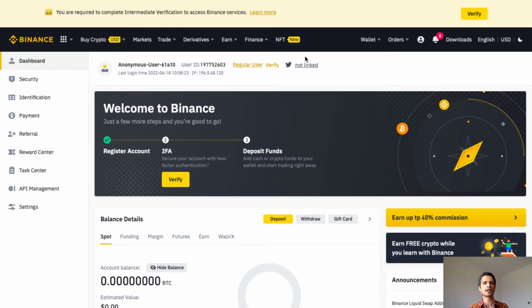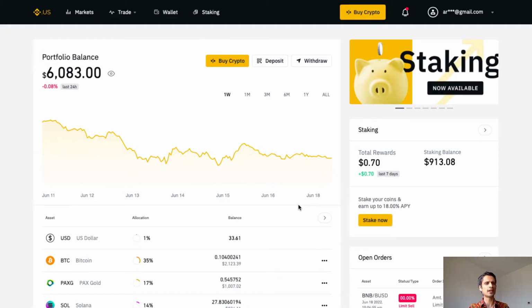Let's now look at Binance US. So immediately we can see that there are not nearly the same number of options on Binance US. We have markets, trade, wallet, and staking. Now, the first item I'd like to cover is staking. Okay, so recently Binance announced there are some additional staking options on the platform for Binance US.